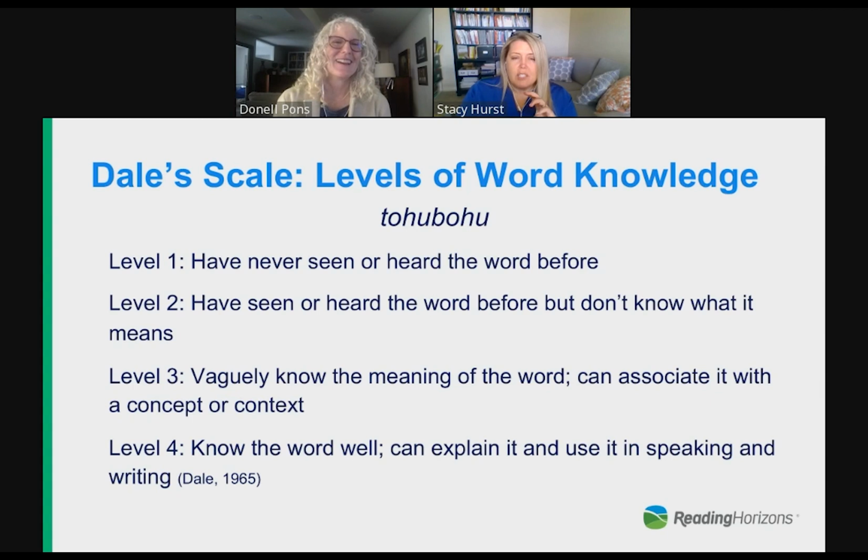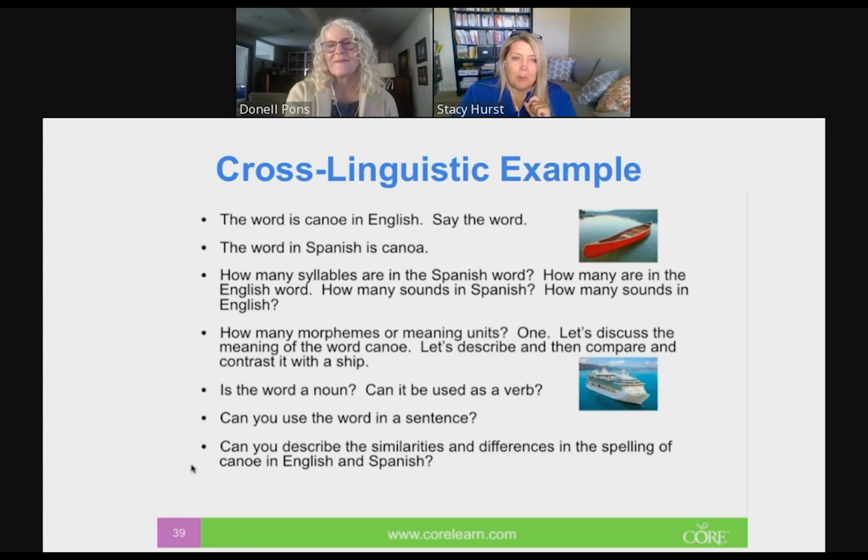So you can see that in a classroom, you can do this as well. And again, we're hitting all of those areas of instruction, all the parts of the brain that need to be informed as we're going forward with vocabulary instruction. Now we have to take a special focus, of course, on words like this when we're talking about students who are learning English as an additional language. And so our next slide, Donell will give us a cross-linguistic example.